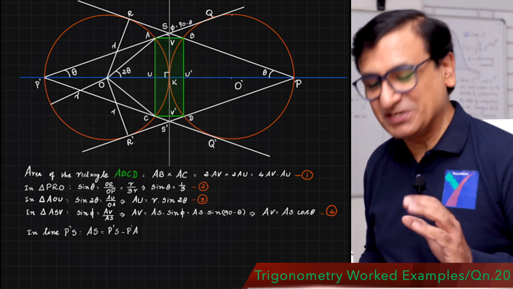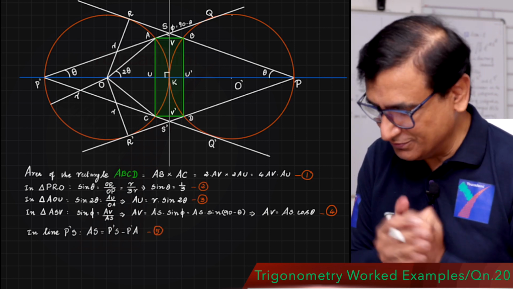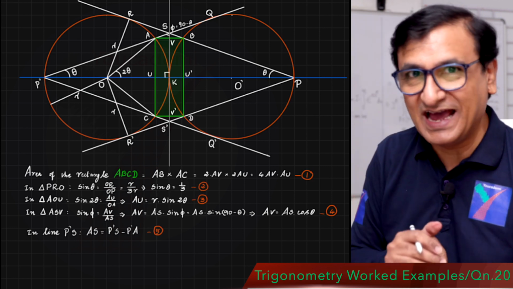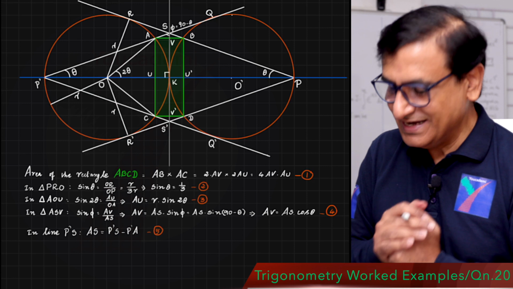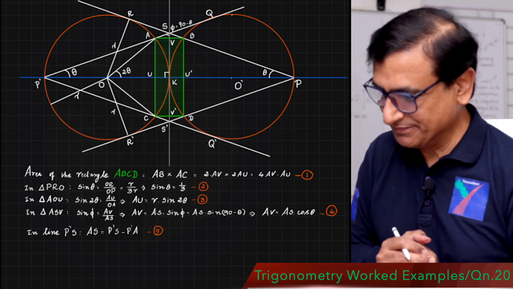Let me call this as equation number 5. So the problem is now further reduced to calculating the lengths P prime S and P prime A, and then we will be the home run. Let's set about the calculation of lengths P prime S and P prime A.